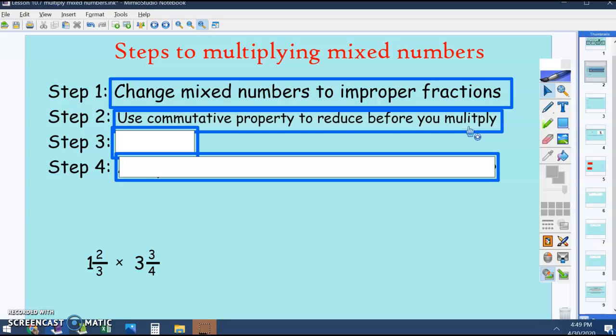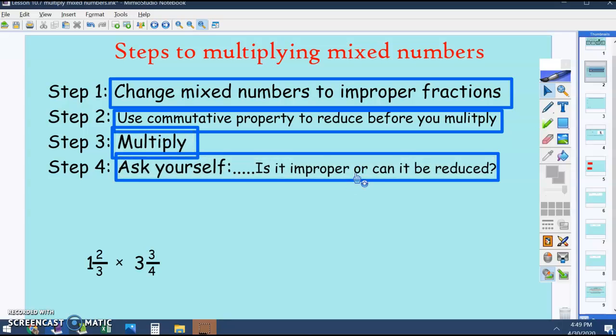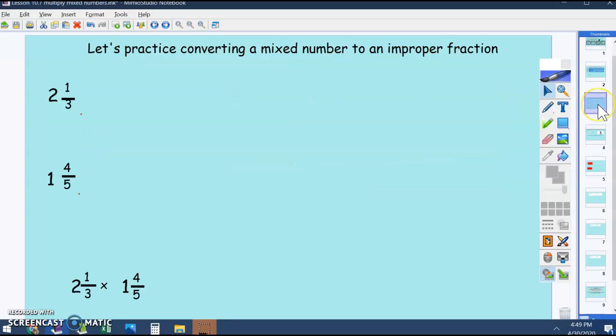Then I use the commutative property to reduce before I multiply, and I'm going to tell you about that. Then I multiply, and then I ask myself those two very important questions: is it improper, or can it be reduced? So let's go back to this problem.